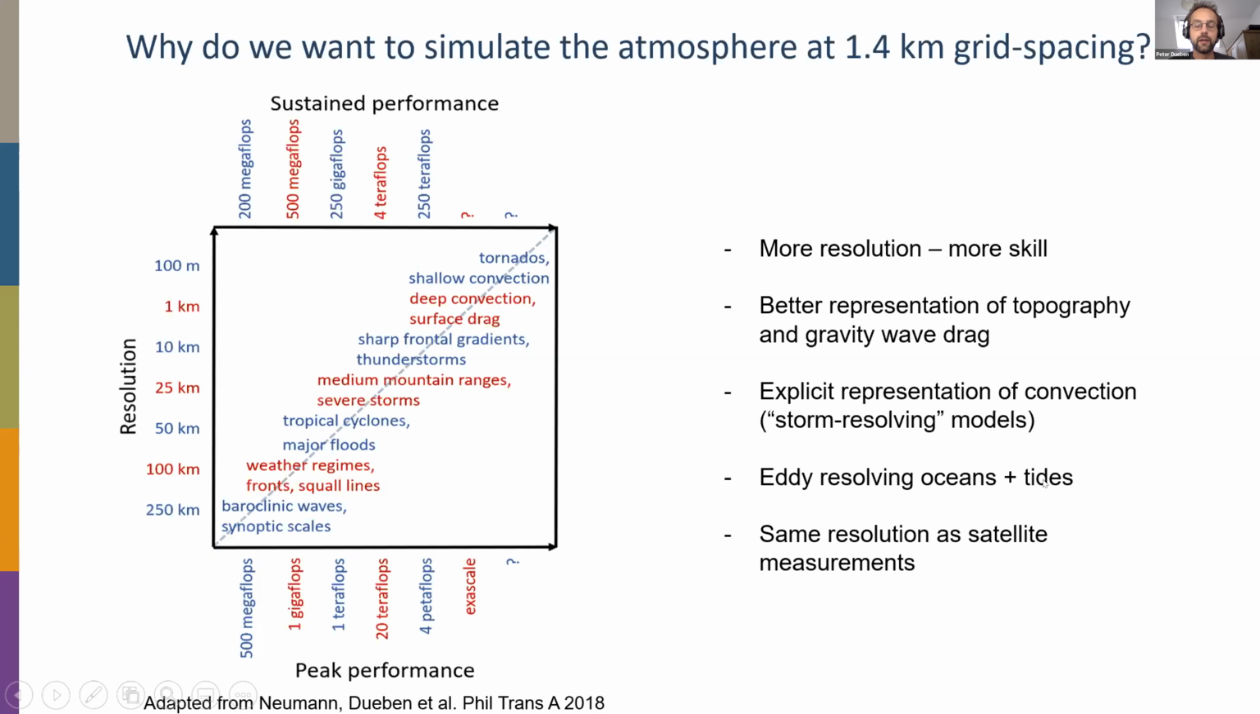And last but not least, when pushing the atmosphere resolution to something like 1 kilometer, you can use the same resolution in the models that you have for the satellite data coming in, which makes it much better to compare the two and to simulate the satellite data in our prediction framework. So there are good reasons to go all the way to this 1 kilometer resolution level.